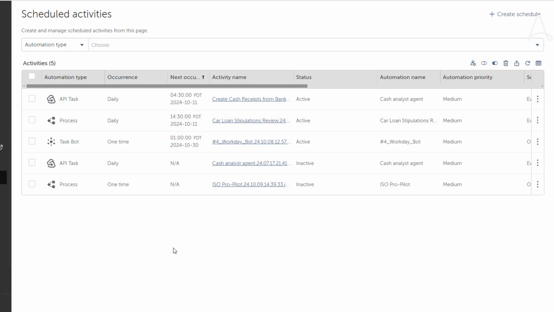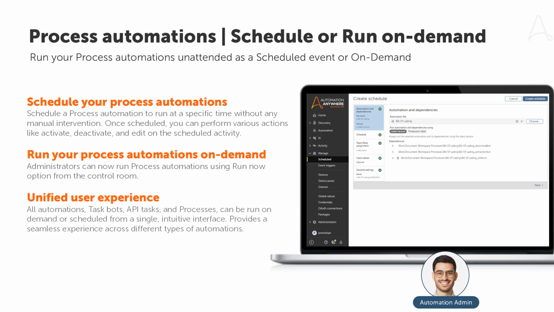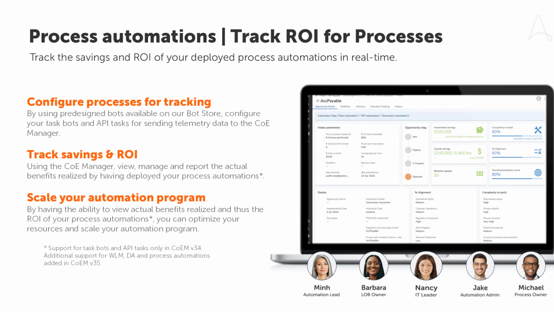As a result of this new enhancement, processes can be scheduled in the same fashion as taskbots, thereby simplifying and streamlining automation deployments across all types of automations. Now that Jake has scheduled this process, it will run repeatedly according to the schedule. But a new superpower has been added to process automations, and that is the ability to track ROI for processes. The savings in ROI for process automations can now be tracked using the COE Manager. This can be viewed in real time and compared against a set of targets over a financial year. This allows Jake and Min to review the effectiveness of deploying automations within their organization.